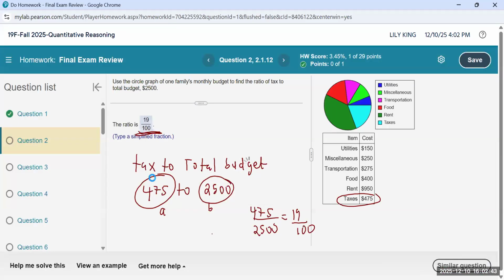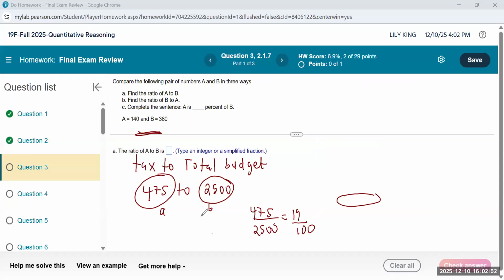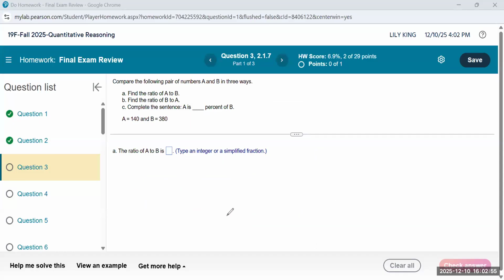Question 3. All right, another ratio problem. So here we need to find the ratio of A to B. So the quantity before the two statement will always be at the top. The quantity after the two statement will always be at the bottom. And the question says, leave this as a simplified fraction. That's what we're gonna do. And that is 7 over 19.